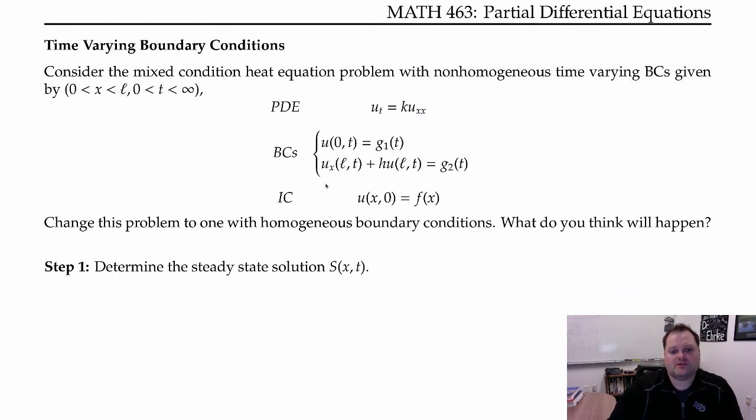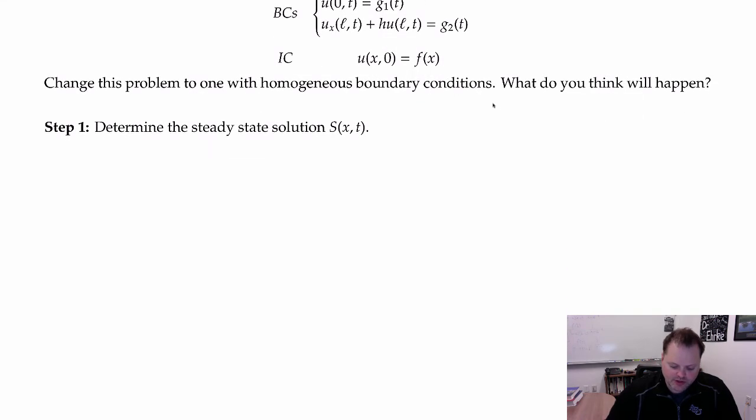So here we have a slightly different problem. We have once again a heat equation. I could do this with the wave equation as well. It's just for the wave equation, finding the steady state's a little bit different, but you could still do it. The boundary conditions here are Dirichlet at the left endpoint, so we have a state that evolves over time at the left endpoint, and then you have a mixed Robin condition at the right endpoint, and you've got some initial temperature profile.